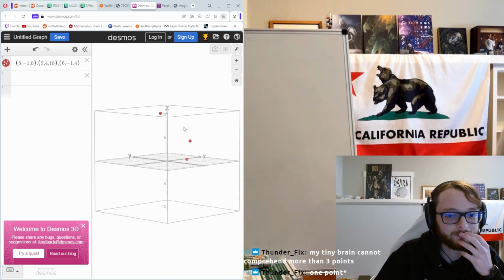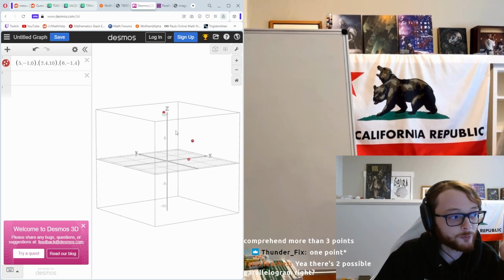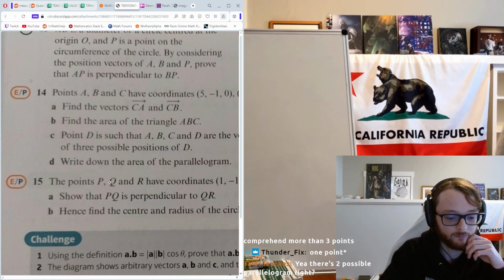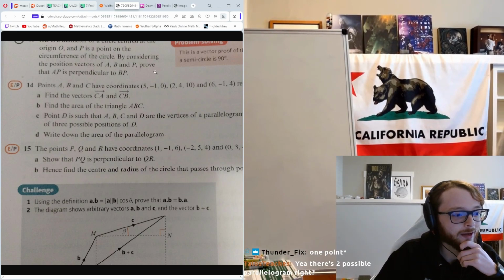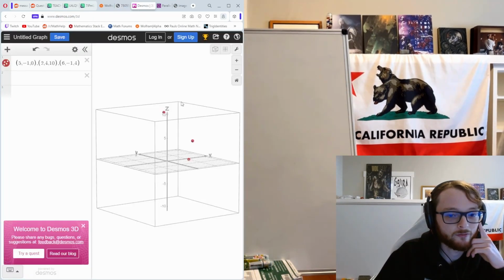Hey, Talos. I can definitely see two here. There's supposed to be three, at least three, according to the books. It says find three possible positions of D here. And so I can see how getting the equation of the plane could maybe get us two of those points, or presumably it'd have to be all three. Unless I'm not thinking three-dimensionally enough.